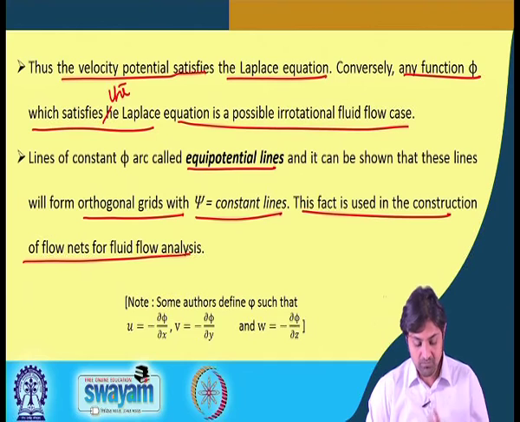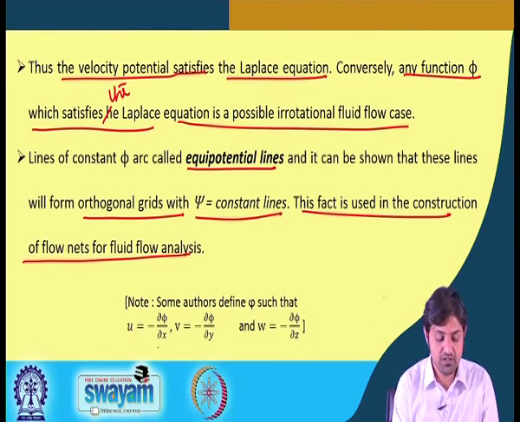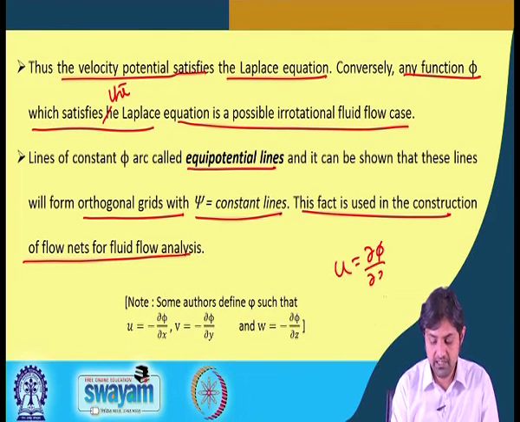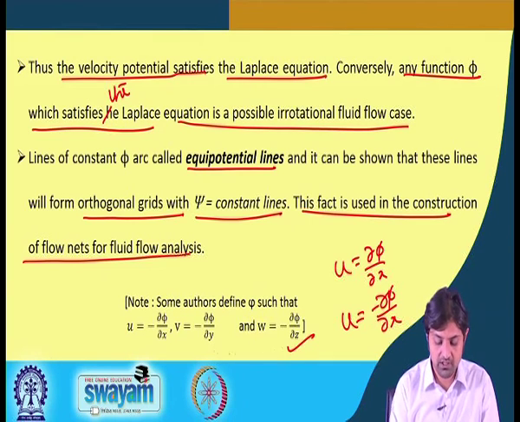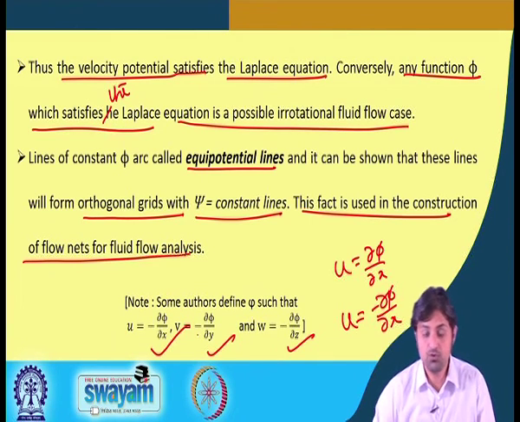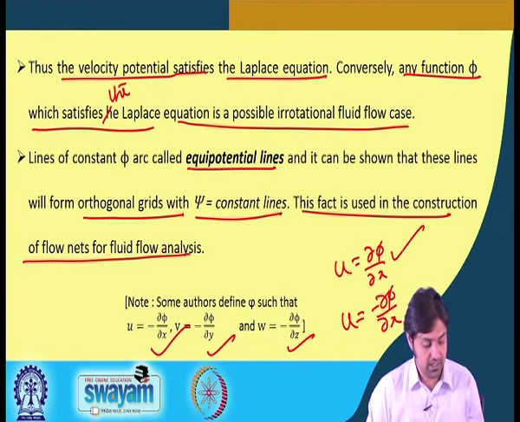There are some authors who, instead of defining u as plus del phi by del x, simply prefer u equal to minus del phi by del x. It depends a lot on convention, but any of these formulas is correct. I would ask you to stick with this equation, u is equal to del phi by del x.